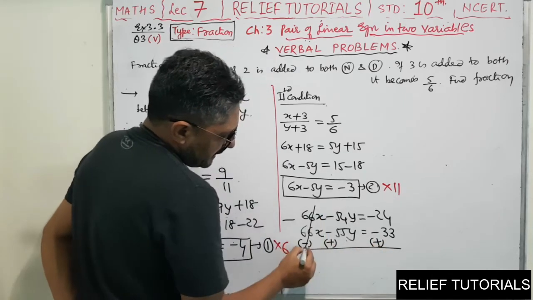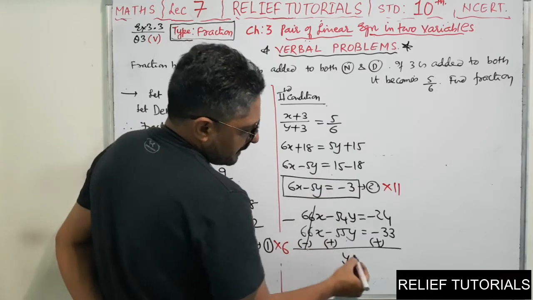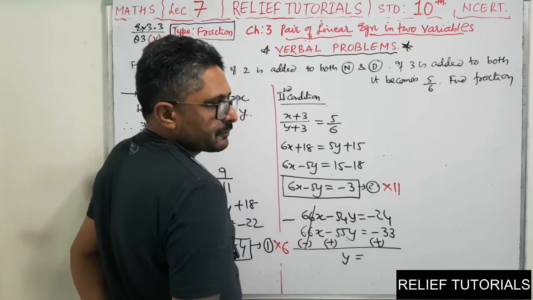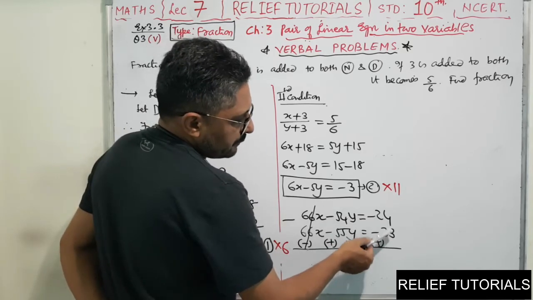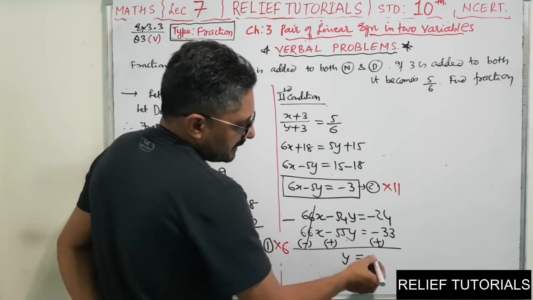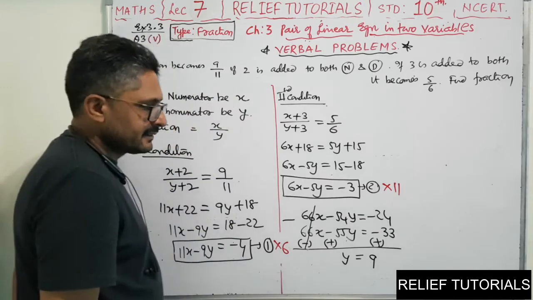Clear? Now this will get cancelled. Minus 54 plus 55, so you will get here y. So that is equal to 33 plus 33 minus 24. From 33 you have to subtract 24. So what will you get? 6 and 3, 9. Plus 9. So y equal to 9.